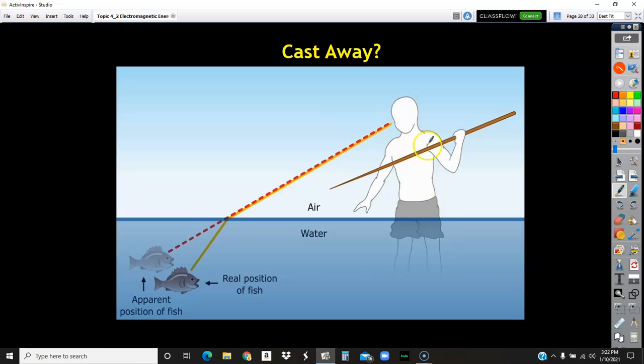He's, again, standing in the water. His eyeballs are up here in the air. He's looking into the water. And so the fish is here, but again, because of the view he's taking, it looks like the fish is over here. So the apparent position of the fish, how it appears to Tom Hanks, is offset.